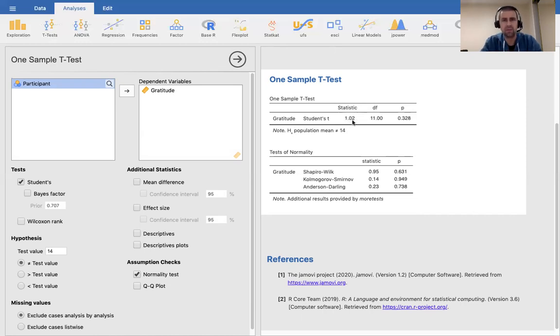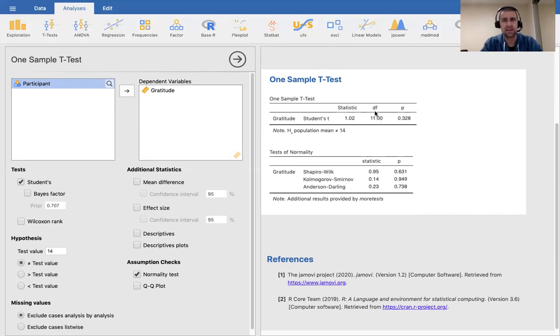And again, one of my old mentors said that the best way to understand output is to first do everything by hand and then look at the output and see where you're getting the exact same numbers, right? So our test statistic here is 1.02, which means that our t observed is 1.02. You'll also notice that it tells you that this student t-test is done with 11 degrees of freedom.